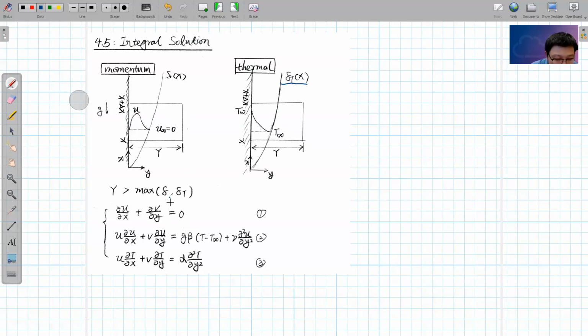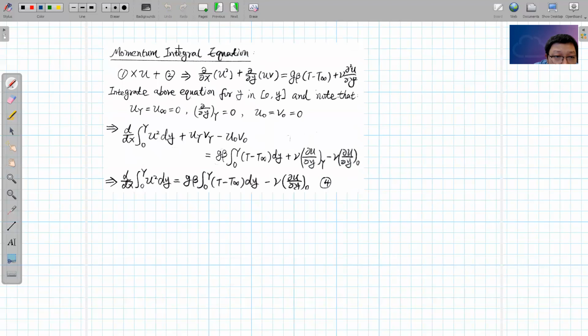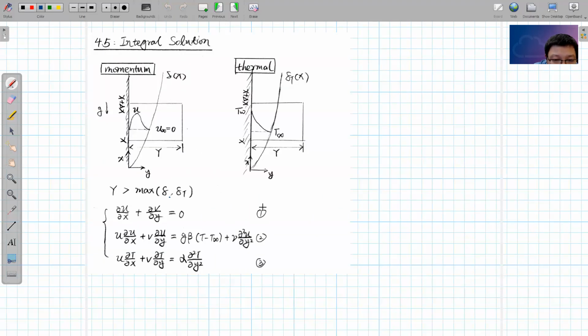So now we can do the integral method. First, we try to derive the momentum integral equation. The procedure is the same as we did before for the boundary layer theory. Basically, you multiply equation 1, the continuity equation, by u and add it to equation 2.